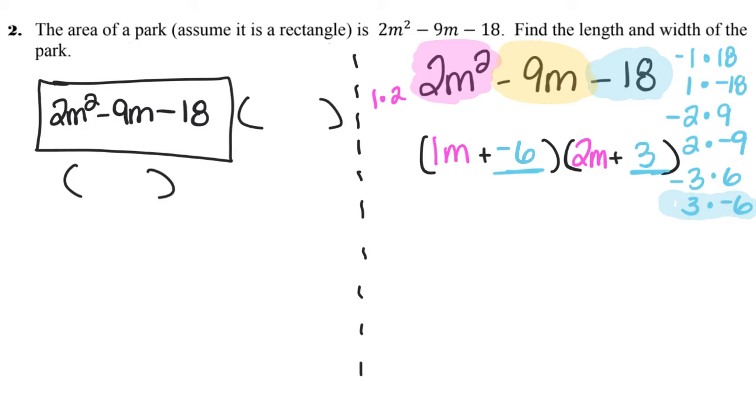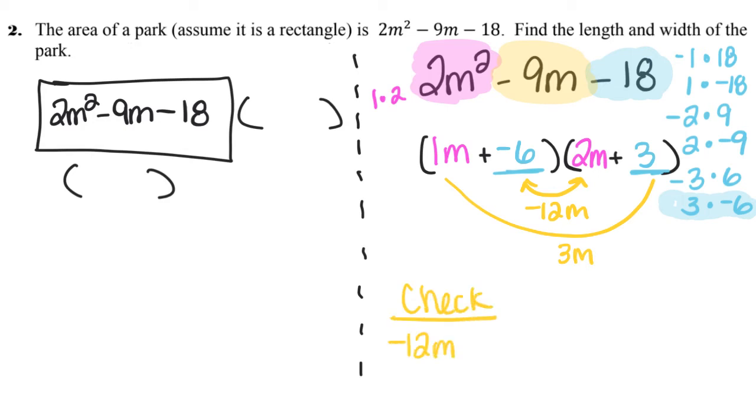All right, so with guess and check, we need to check the inside products. So negative 6 times 2m is negative 12m. And the outside products here, 1m times 3 is 3m. So our check, when I add the like terms, the negative 12m plus 3m, will give me negative 9m. Hey, that's exactly what we wanted for the middle part. So we're getting really good at this guess and check.